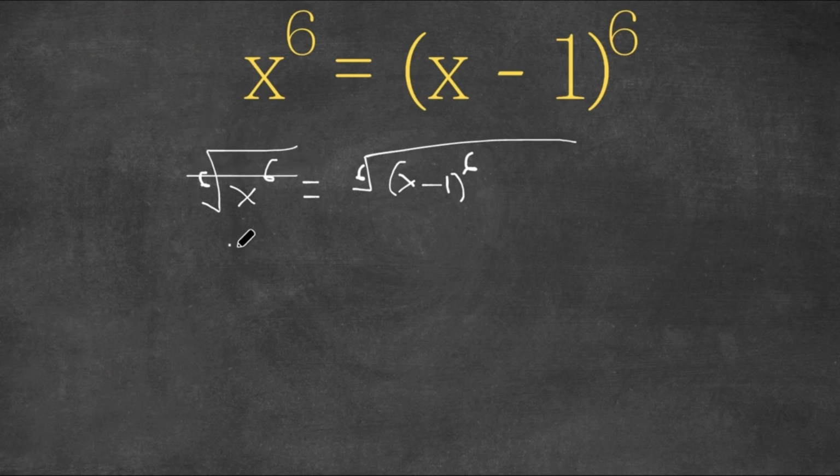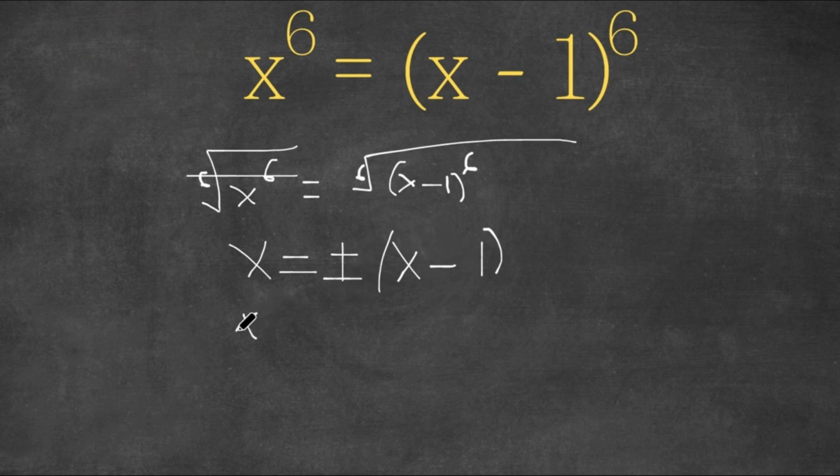So this is simply going to result in x equals, these two are going to cancel out as well, so we're just left with plus or minus (x minus 1). Remember, we get the plus or minus. So now this gives us two equations: x equals positive (x minus 1), or x equals negative (x minus 1). Let's first try the positive.